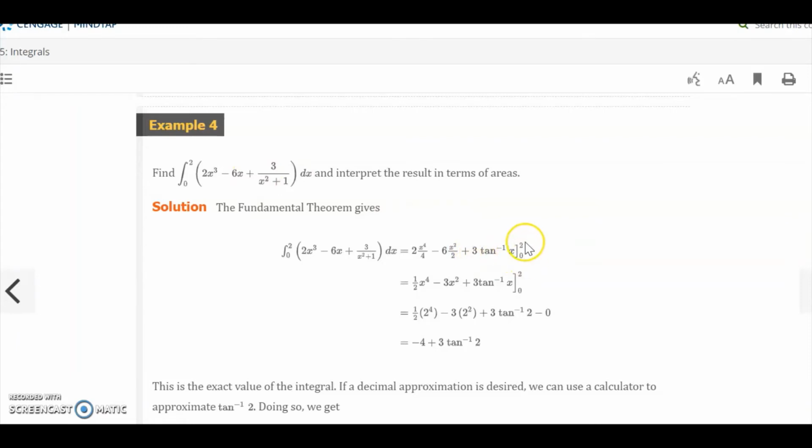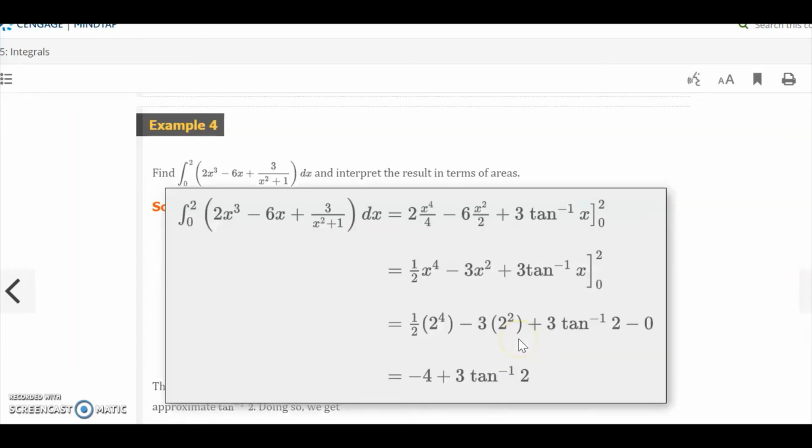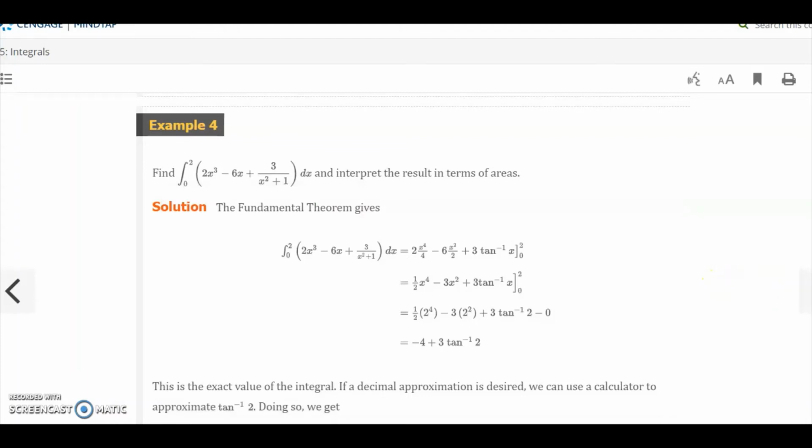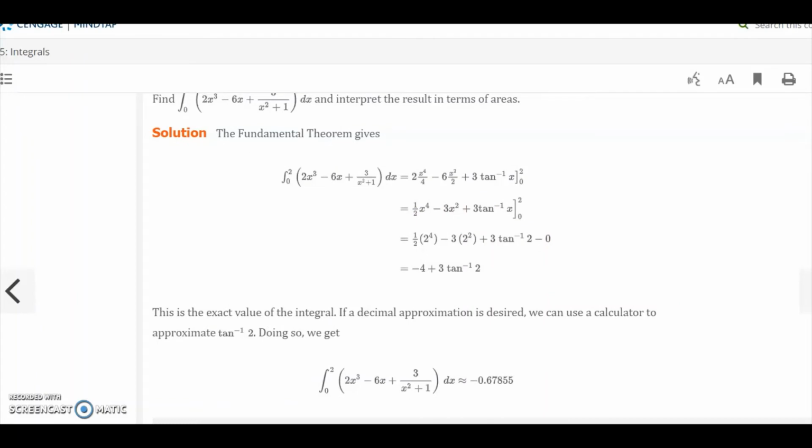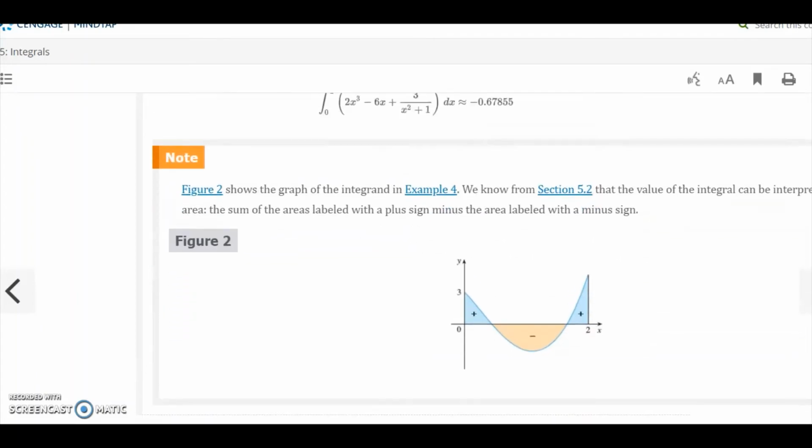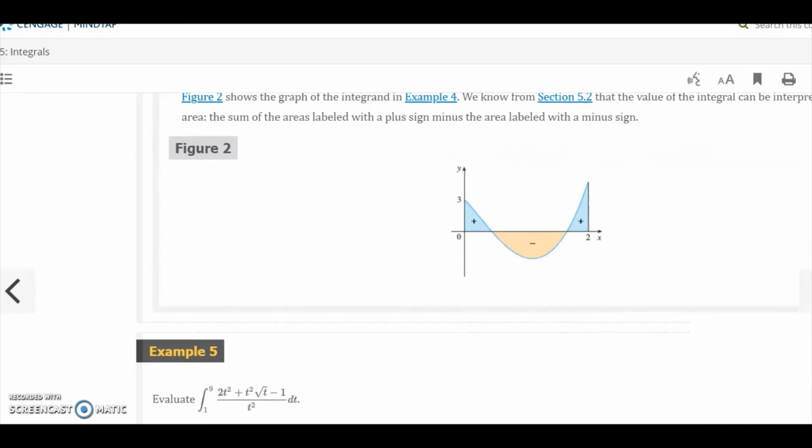And we evaluate from 0 to 2. So first you plug in your 2 everywhere, and then you plug in your 0 everywhere. And that's how you would get your final answer. In this case, when you plug in 0, you're just subtracting 0. But if it wasn't 0 at the end, you would have to make sure that you distribute that negative to each part. All right, and remember we're looking at net area.